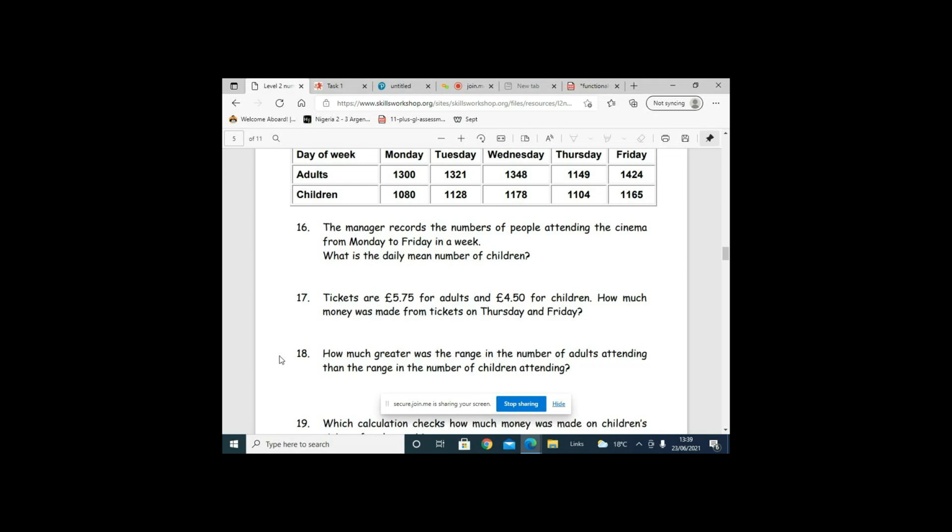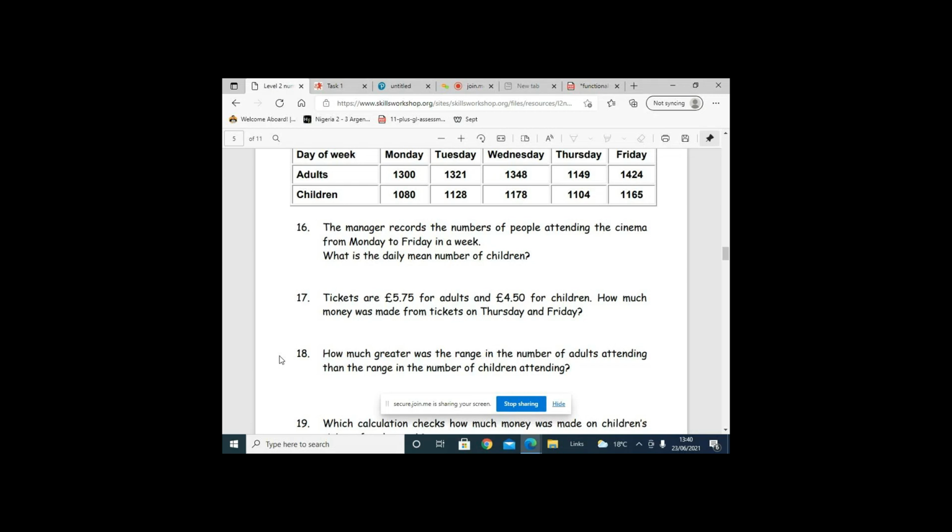Question 18: how much greater was the range in the number of adults attending than the range of number of children? So you find the range of adults separately, and you find the range of children separately. Then you compare the ones for adults with that of children.